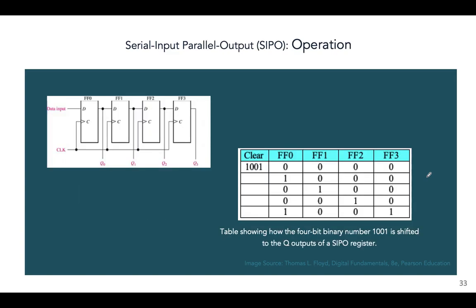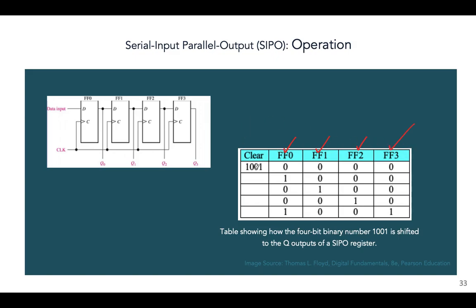Now let's take an example to illustrate the operation of a SIPO register. So this is a table which shows how a 4-bit binary number 1001, just an example, is shifted to the outputs of a SIPO register. So how does it work? This is the first flip-flop, the second one, the third one, and the fourth one. So this is the left end, this is the right end.